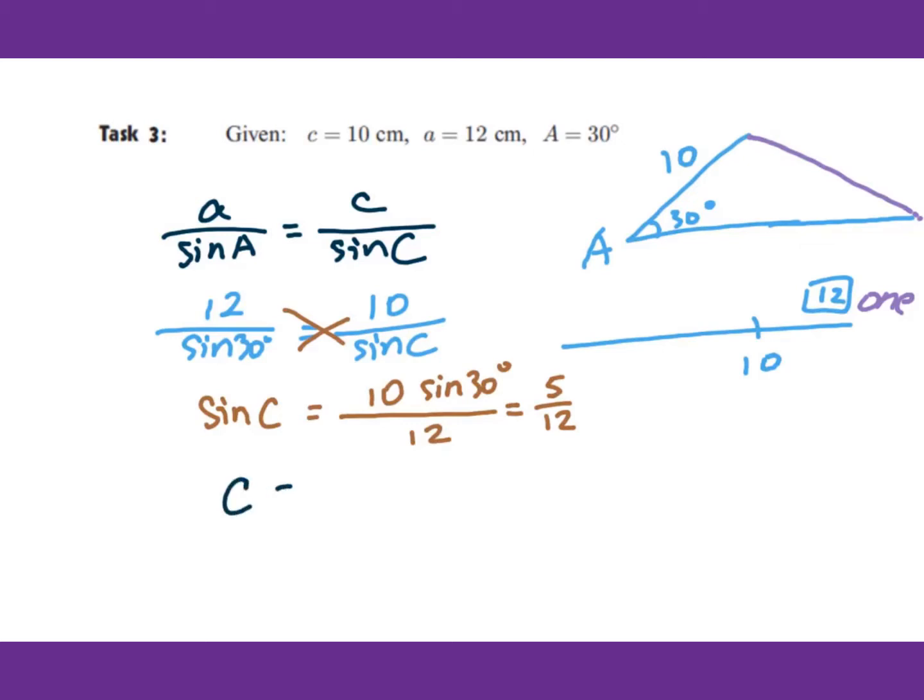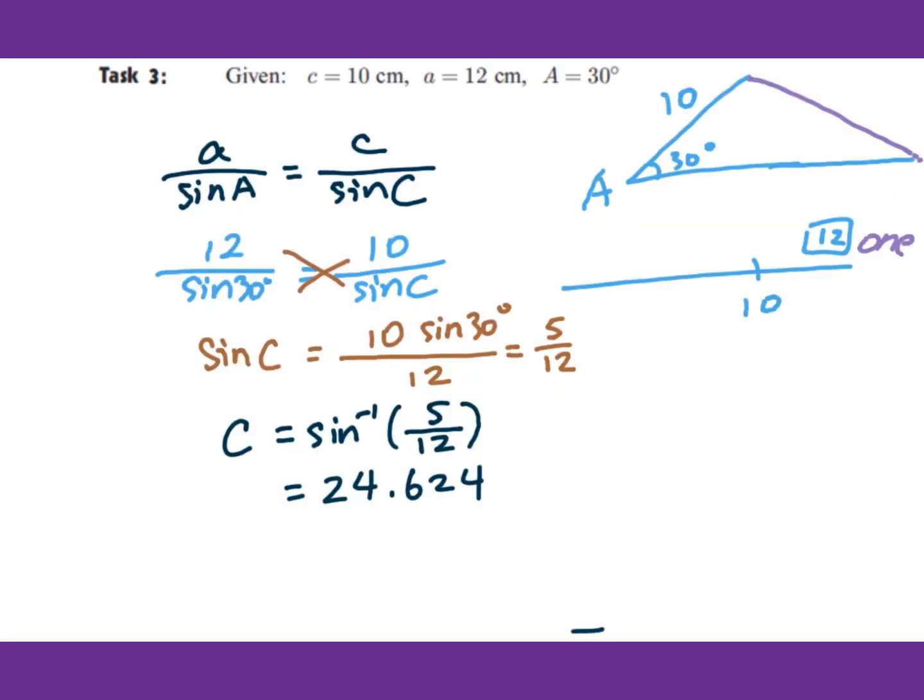Therefore, C equals inverse sine of 5 over 12. We got C equals 24.624 degrees. You can stop here. You see, we only have one solution for c because we already used this diagram to show the triangle. You can also keep going. We got this is c1. Let's get the c2 equals 180 degrees minus c1.